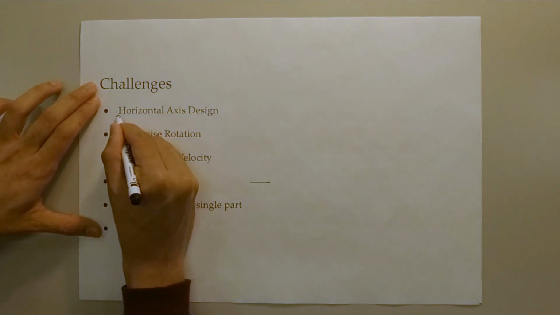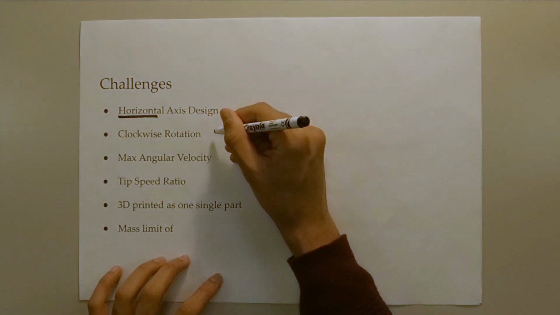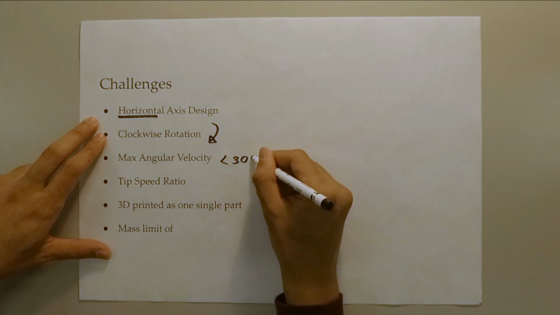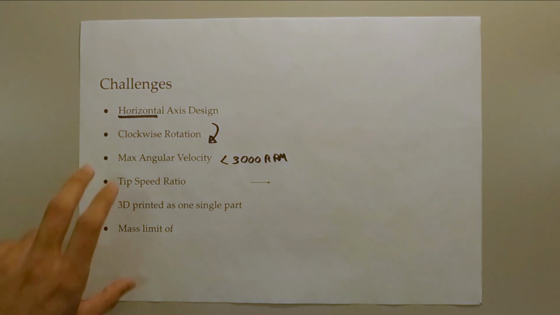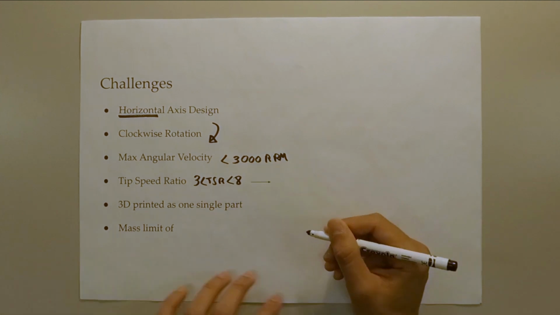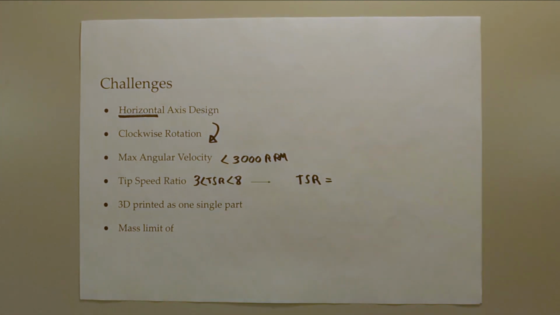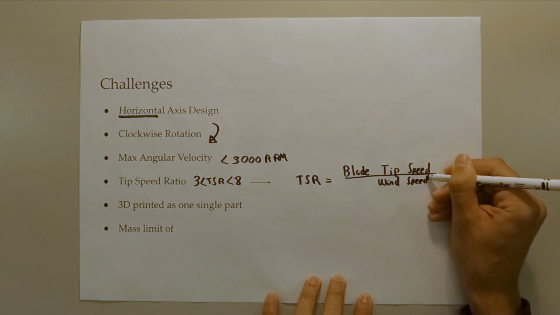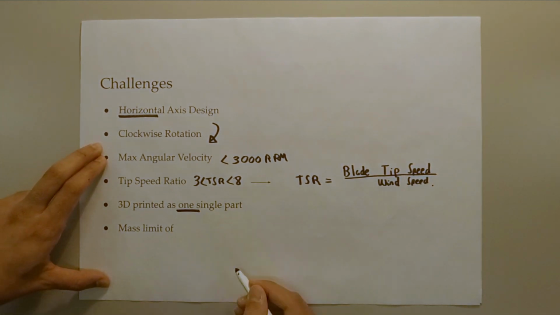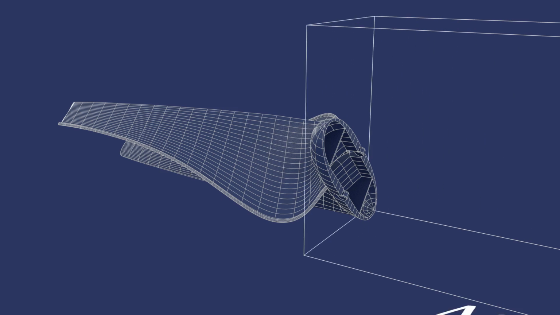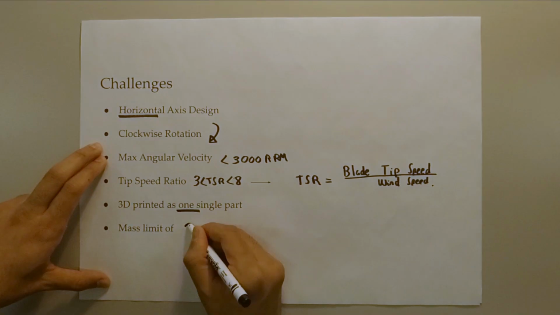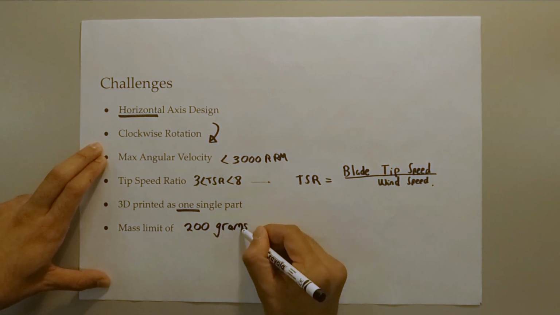The turbine had to have a horizontal axis design, with a clockwise rotation and a maximum angular velocity less than 3000 rpm. In addition, it had to have a tip speed ratio between 3 and 8, as well as being 3D printed as one single part and able to fit in the following box with a length of 400 mm, depth of 100 mm and height of 150 mm. In addition, a mass limit of 200 grams has been imposed.